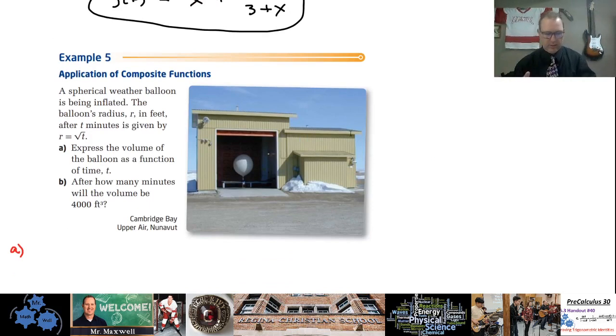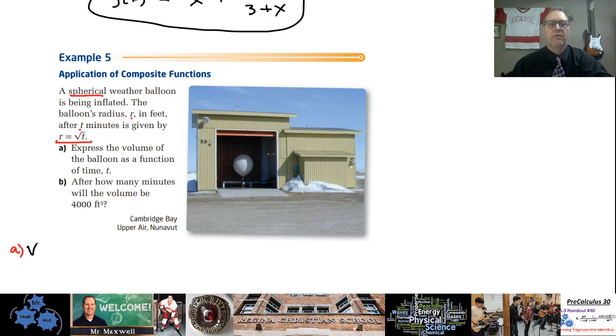It's 10.3 something, but I just thought we don't do too many word problems. I just focus on skills in a lot of these review videos, so I'm going to do a word problem so that you can see how that pans out as well. This one says a spherical balloon is being inflated. The balloon's radius r, in feet, after t minutes is given by r equals the square root of t. A says express the volume of the balloon as a function of time.